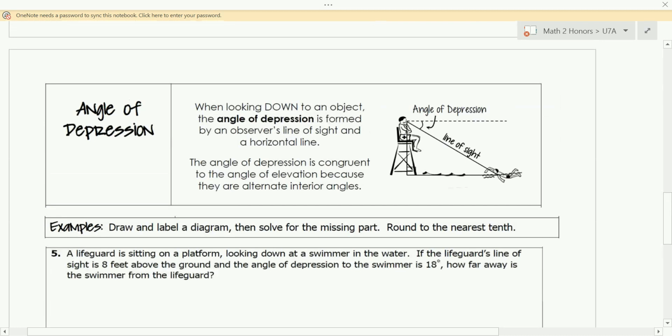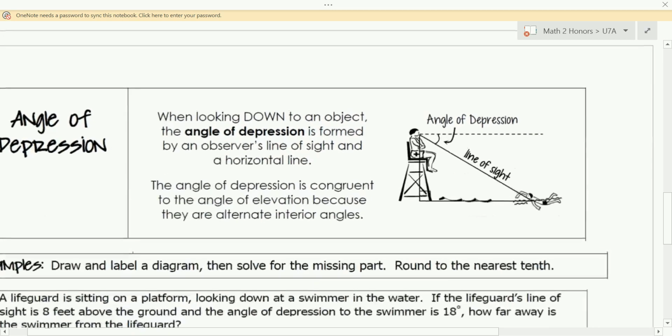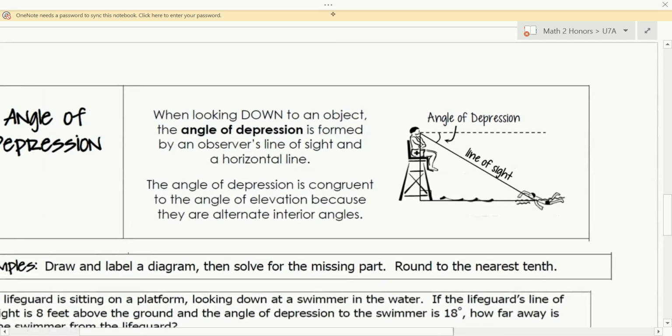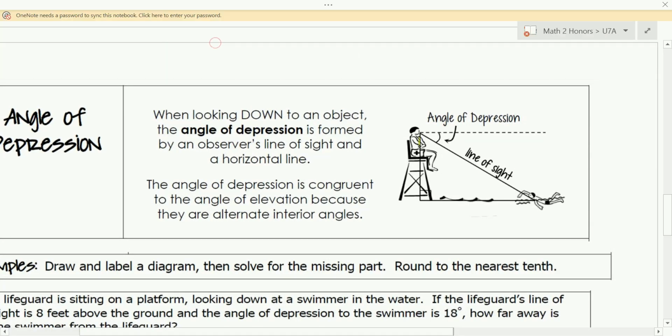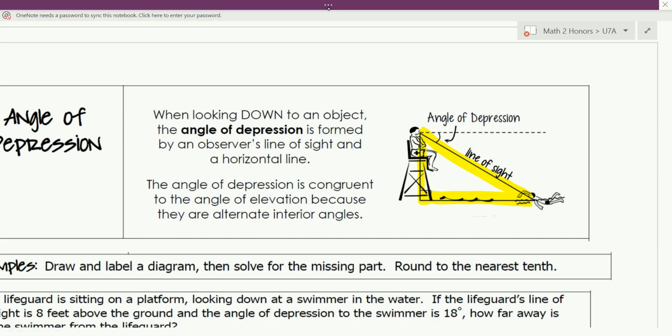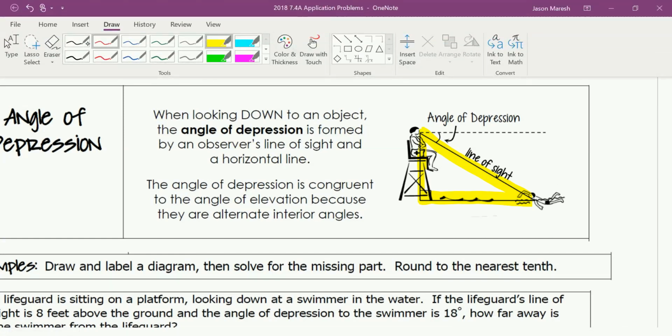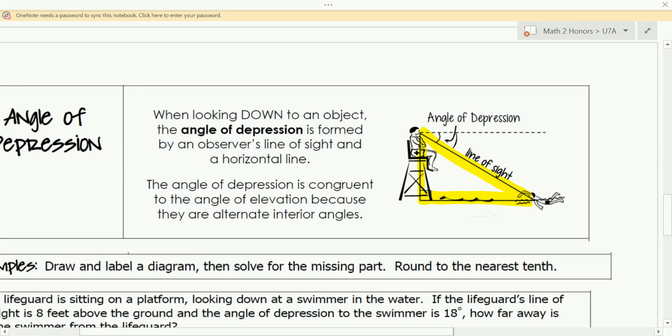So the first ones were on angle of elevation. There's also another angle that we refer to called the angle of depression. Not as positive. So I want you to look at this picture we have here. And I'm going to highlight our right triangle here. And I want you to notice that the angle of depression is not inside that triangle. It's actually on the outside.